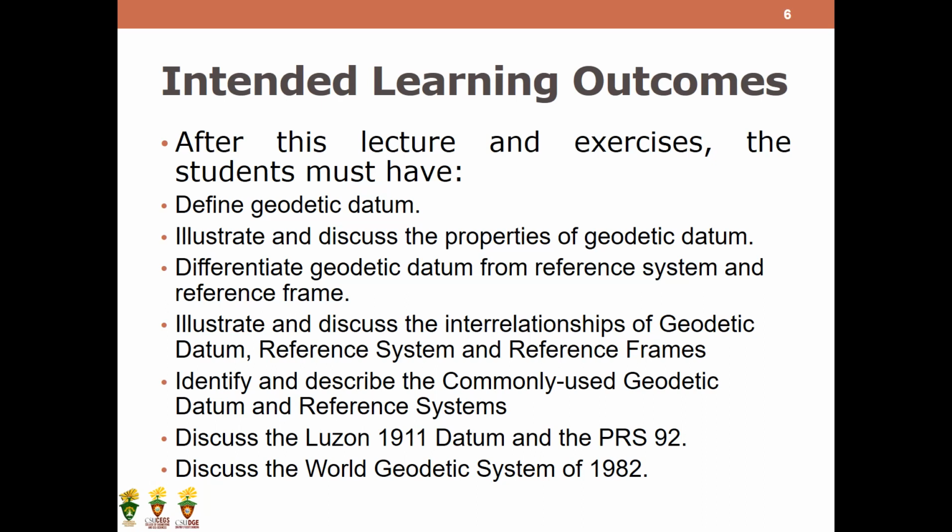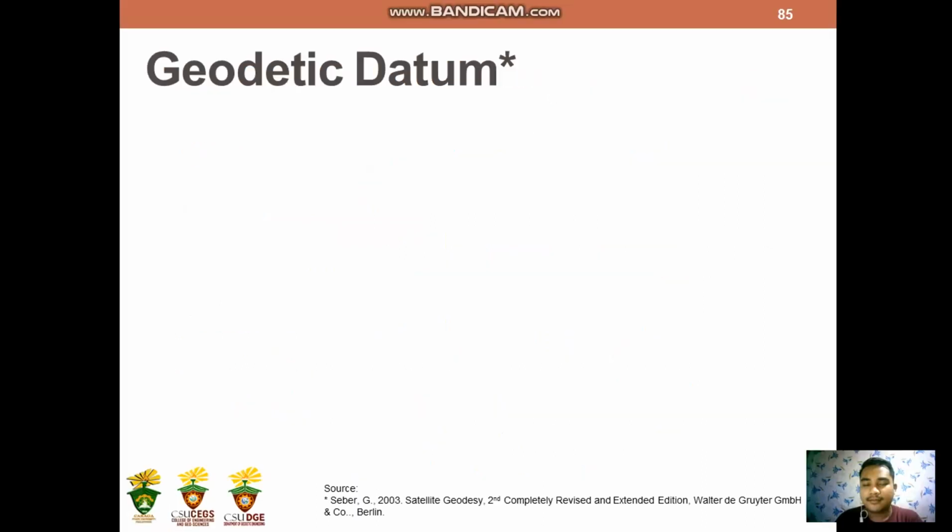For the intended learning outcomes, after this lecture and exercises, you the student must first define the geodetic datum, illustrate and discuss its properties, differentiate geodetic datum from reference system and reference frame, illustrate and discuss the interrelationship of geodetic datum, reference system, and reference frames, identify and describe the commonly used geodetic datum and reference frame, discuss the Luzon Datum 1911 and the PRS 92, and lastly discuss the World Geodetic System of 1984. So we are going to recall now about geodetic datum.